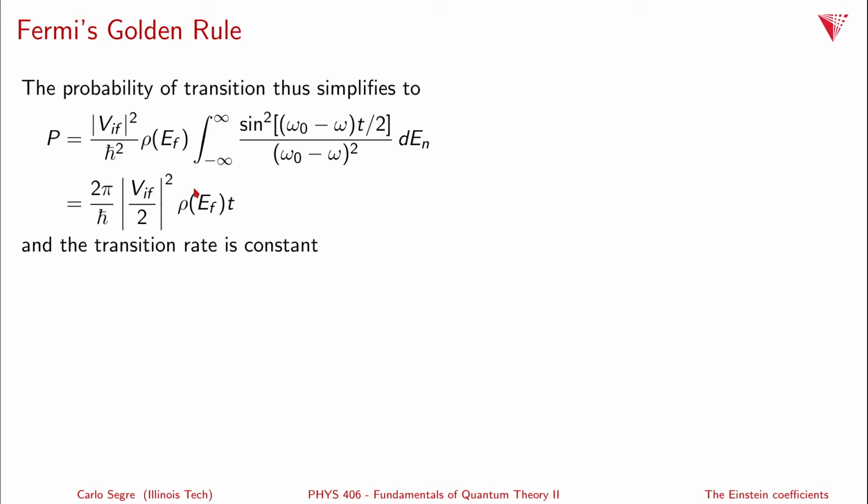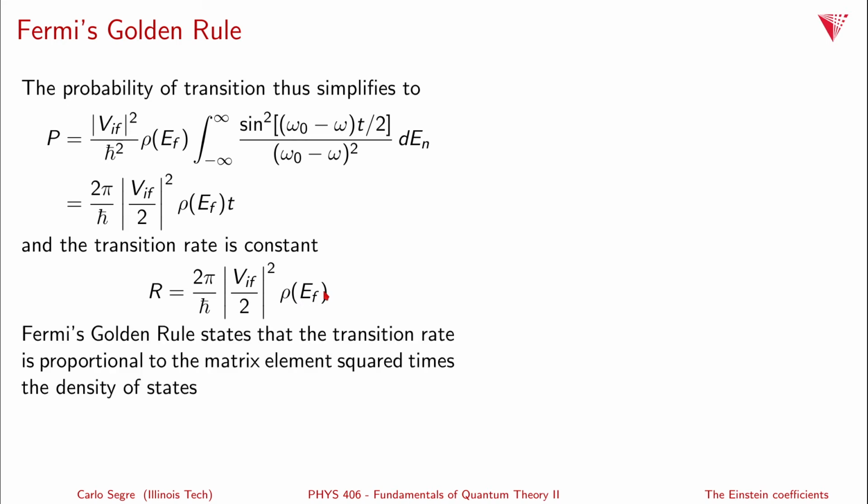The transition rate, which is the derivative of this, is constant. It's just 2 pi over h bar, V sub IF over 2 modulus squared, rho of E sub f. Now, Fermi's golden rule states that the transition rate is proportional to the matrix element squared times the density of states, right? And that's exactly what we figured out. This is the matrix element squared, and this is the density of states.